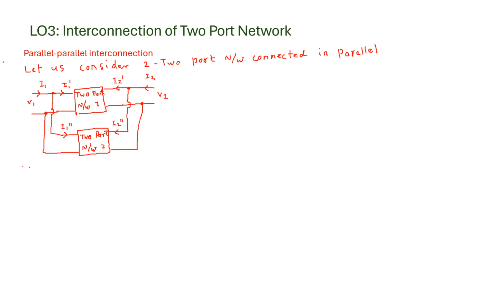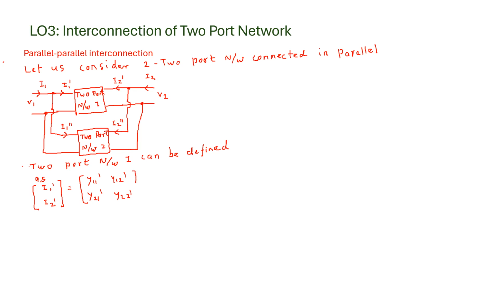So let us first define the two-port equation, two-port network 1 can be defined as, so here we will have I1 dash, okay, and you will have I2 dash equal to, now we will have a parameter say y11 dash, y12 dash, y21 dash, y22 dash, and here let the voltages be V1 and V2.